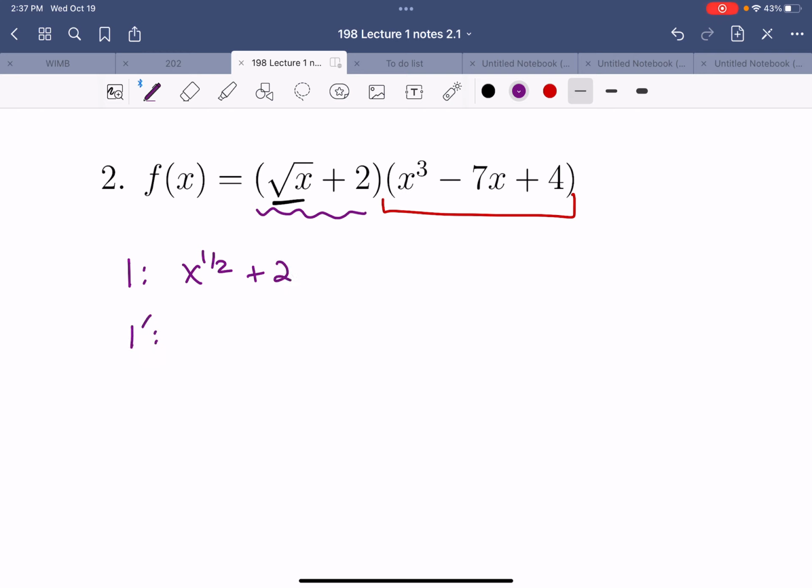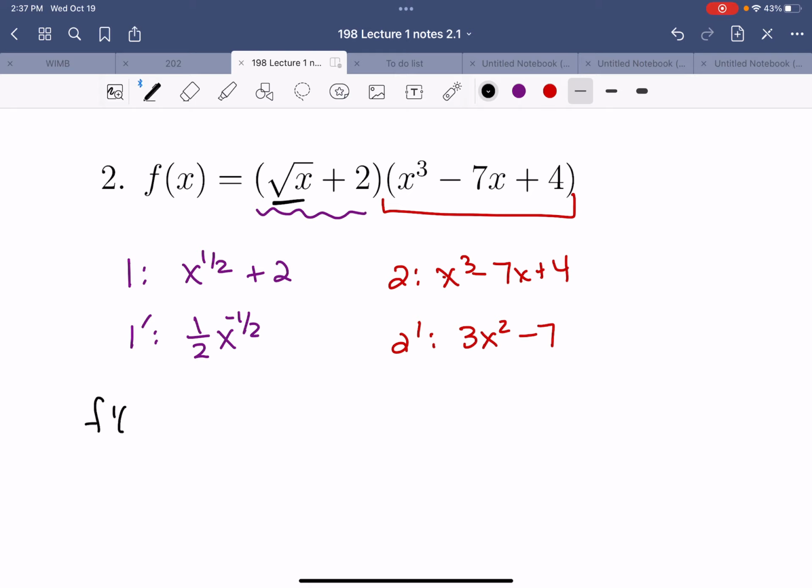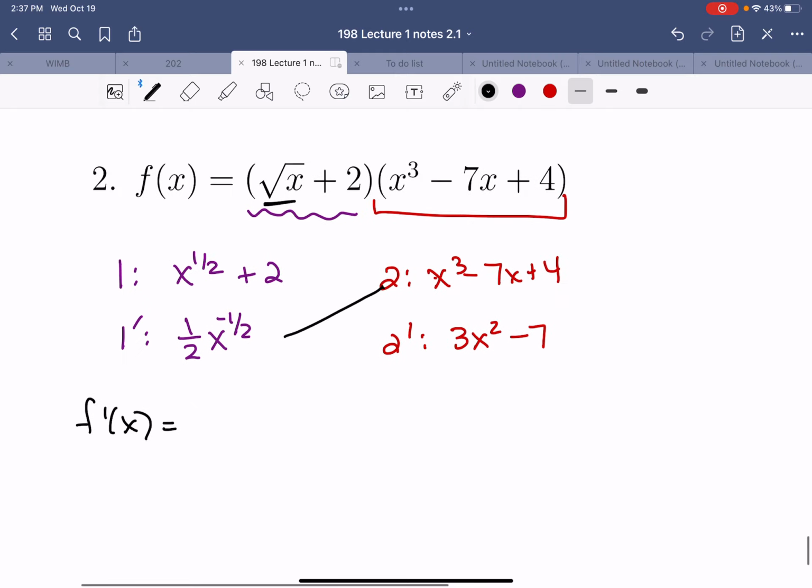And then find its derivative. So this is 1/2 x to the minus 1/2. The derivative of plus 2 is just 0. Function 2 is x cubed minus 7x plus 4, and its derivative is 3x squared minus 7. That way, when I put this all together, we have 1 prime 2.